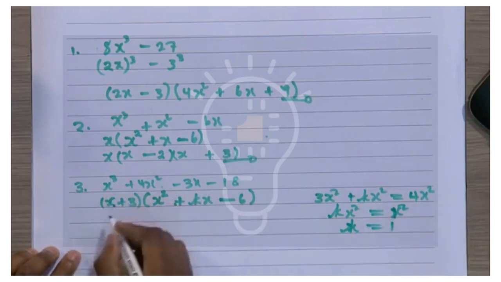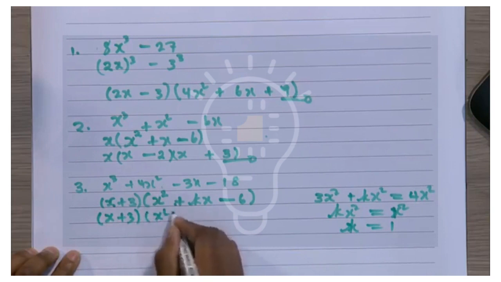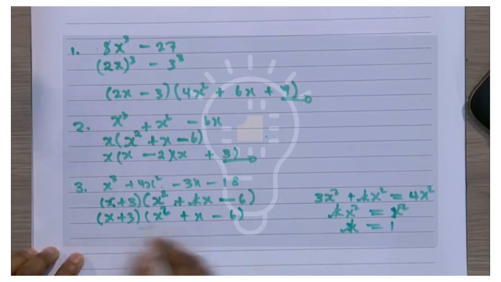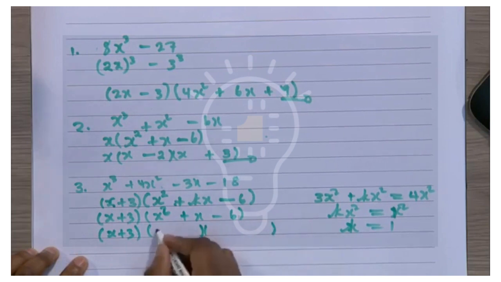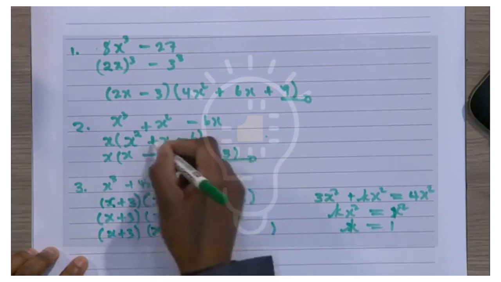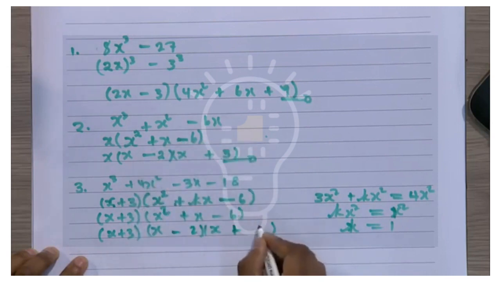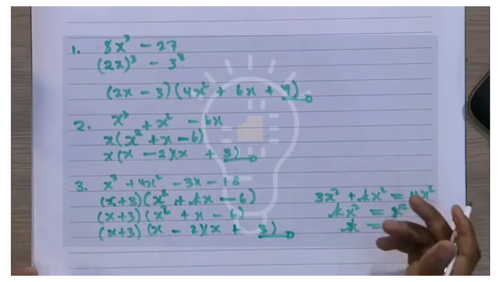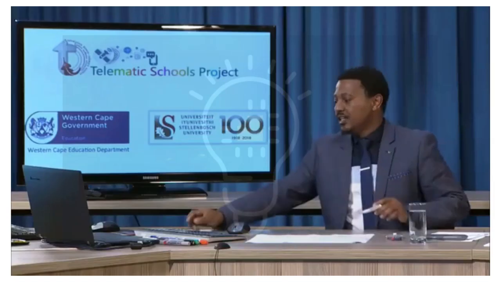So now, learners, this simply means that this is x plus 3 into x squared plus x minus 6. Now we can factorize this further by saying x plus 3 into, now we're having x, it still comes back to what we've done earlier. So it's going to be x minus 2 and x plus 3. Can you see, Lena? So that's how we factorize the cubic polynomials in general.